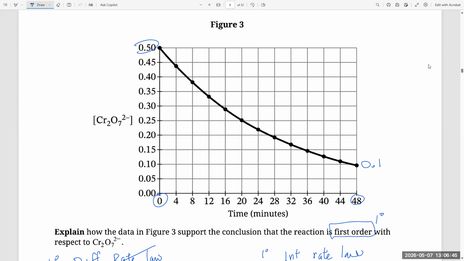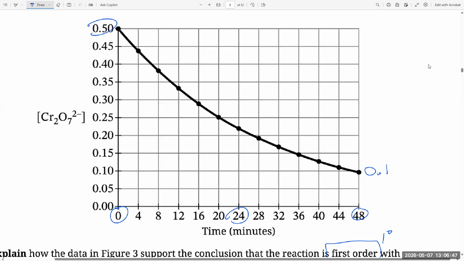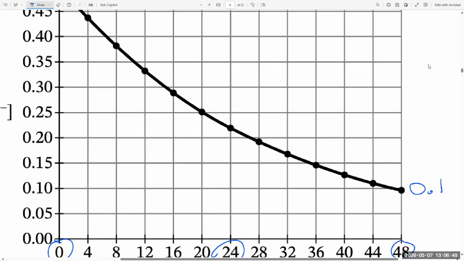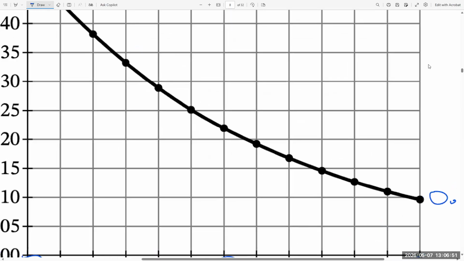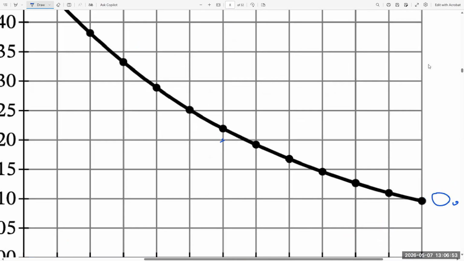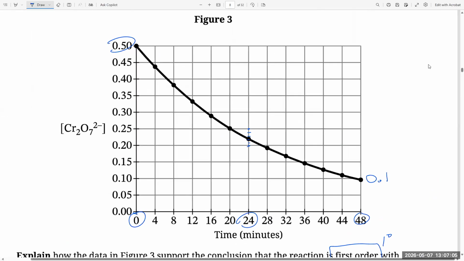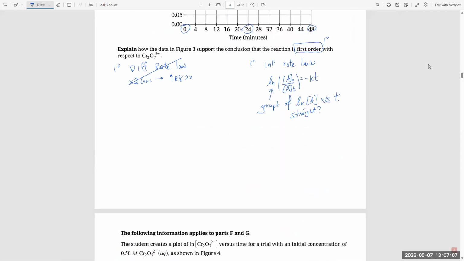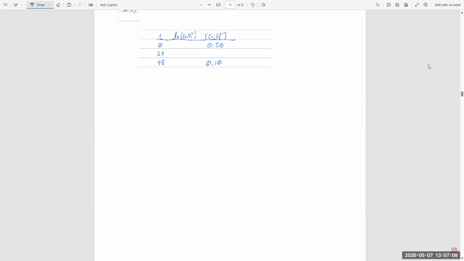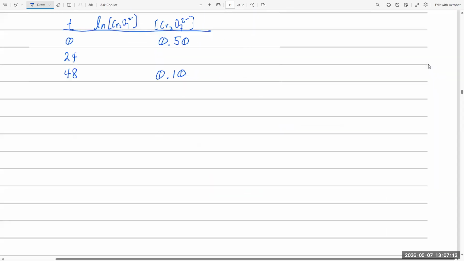Right. Now at 24, what do we got going? 24 is here, and we know that's between 0.20 and 0.25. So 0.21, 0.22, 0.23, 0.24. So I'm going to call it 0.22 at 24. Okay, so let's go. So I'm going to go here, 0.22.